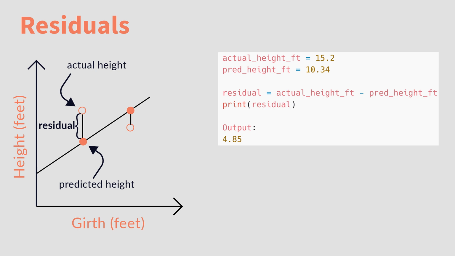Residuals can either have a negative or a positive value. For each predicted response value, there is a residual. We can calculate the residual for each response value by simply subtracting the predicted value from the actual value. In this case, the difference of the predicted height value from the actual value is about 4.9 feet.